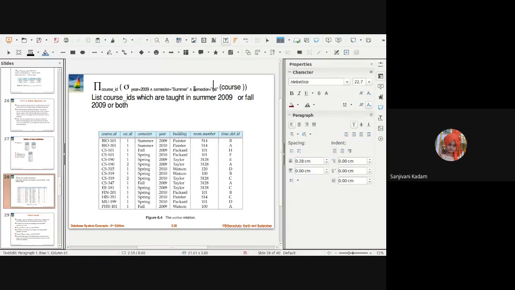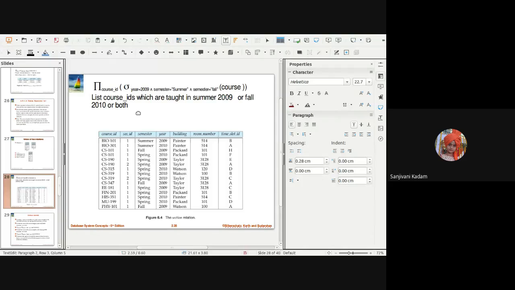Here, the main point is that the two conditions, summer 2009 and fall 2009, are based on the same attribute, semester. Right now I have given year equal to 2009, but it might happen that I give year equal to 2010. That's why we cannot apply two conditions onto the same attribute. Year will be either 2009 or 2010; simultaneously both values cannot be there. First thing.